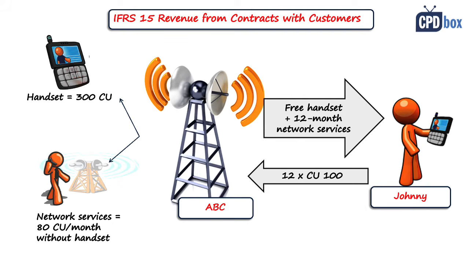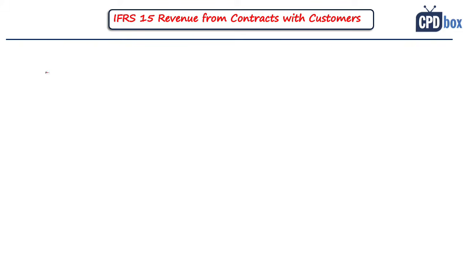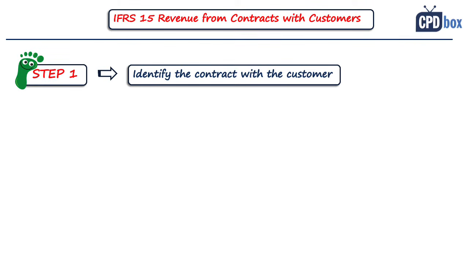Well, let me tell you, you cannot treat a mobile phone as a marketing cost. That's wrong, and this is exactly what changed in IFRS 15 from previous standards. So let's go step by step and start with step number 1, identify the contract with the customer.